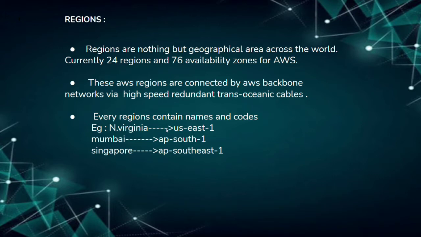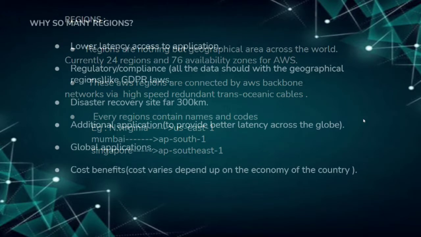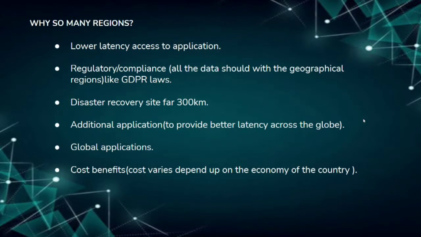Virginia has the code US East 1, Mumbai has AP South 1, and Singapore has AP Southeast 1. So these are examples of regions. Now the question is, why so many regions?